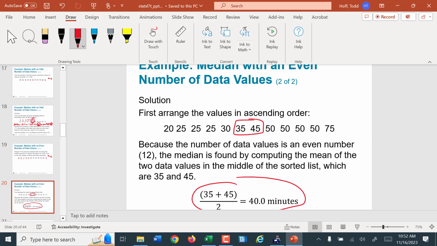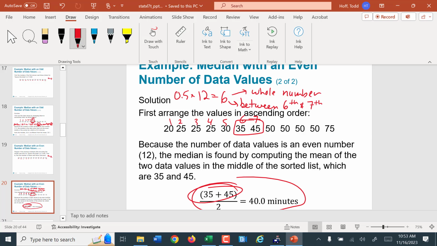Again, we could find the position. The position here would be n times 0.5, or 0.5 times n. N being 12, 0.5 times 12 would be 6. Since this is a whole number, that tells us that there was an even number of data points in this data set. So it tells us our median is going to be between the 6th and 7th number in the list: 1, 2, 3, 4, 5, 6, 7. You can see it's the 6th and 7th number that we use to find the median.